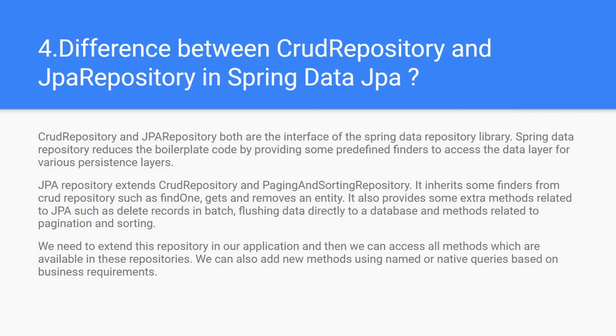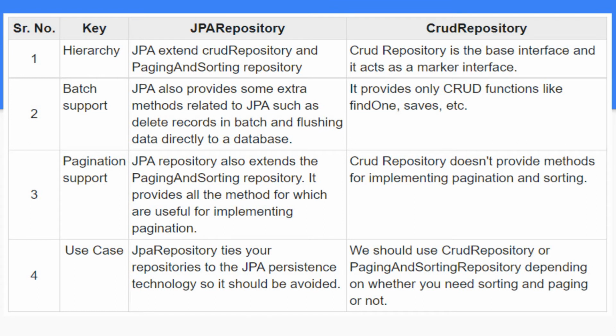It also provides some extra methods related to JPA, such as deleting records in batch, flushing data directly to the database, and methods related to pagination and sorting. We need to extend this repository in our application, and then we can access all the methods available in these repositories. We can also add new methods using named or native queries based on business requirements. Here is the difference between JpaRepository and CrudRepository.